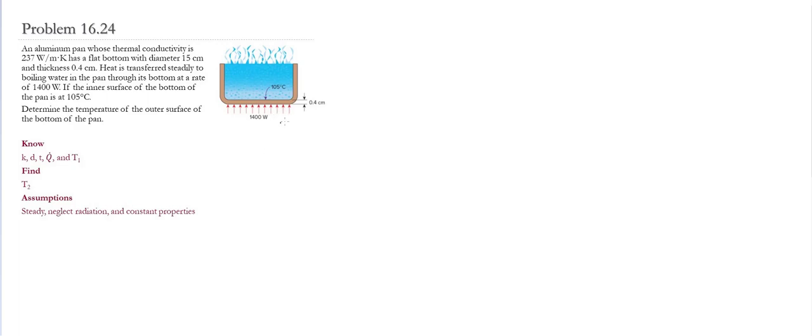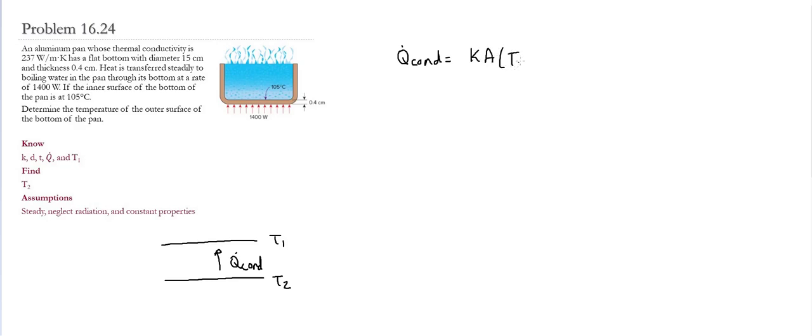In this problem, the mode of heat transfer that we have is going to be conduction. So we simply have a flat plate which has a temperature of T2 here, T1 here, and we have conduction going in between these two points. We could write the amount of conduction to be equal to K, A, T2 minus T1 divided by L, and L is simply the distance between the two plates.